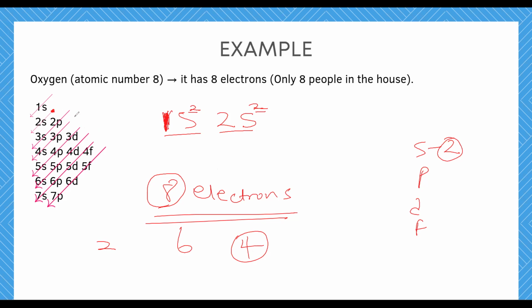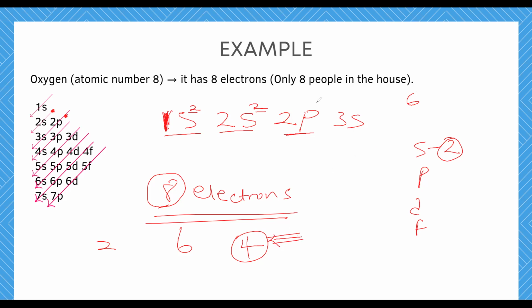So to do that, we'll come back to our arrangements here. Look at this arrow. What does the arrow touch? 2p and 3s. The arrow touches 2p. Now, the p subshell over here, how many electrons can it accommodate? 6. It can accommodate 6 electrons. But how many do we have remaining? 4.